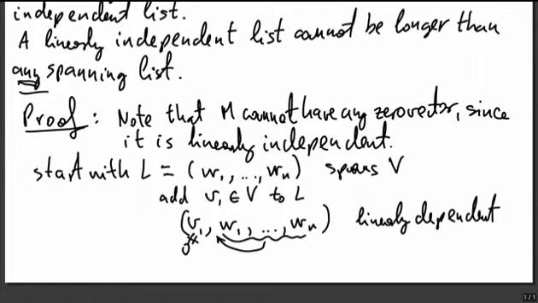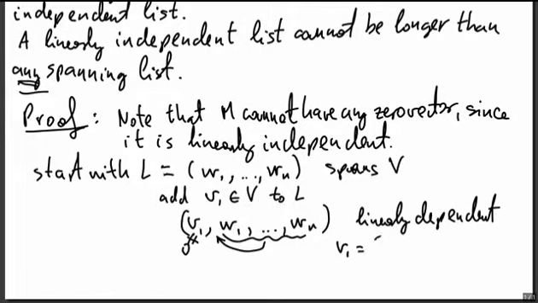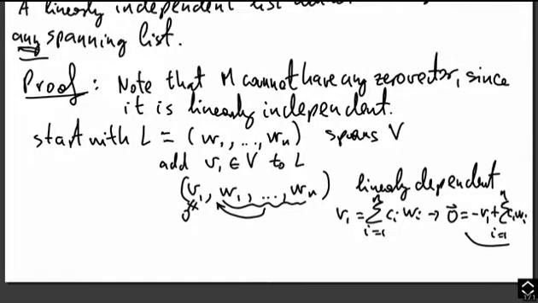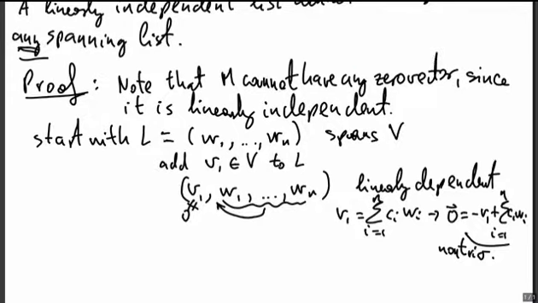Since we can span v1, we can get v1 as a linear combination of w1 through wn. We can rearrange this equation: v1 equals the sum of ci wi, i equals 1 through n in this case. We can rearrange this and get a non-trivial linear combination: minus v1 plus the sum. So this is a non-trivial linear combination that gives 0. And by definition, if you have a non-trivial linear combination that gives you 0, then that list is linearly dependent.